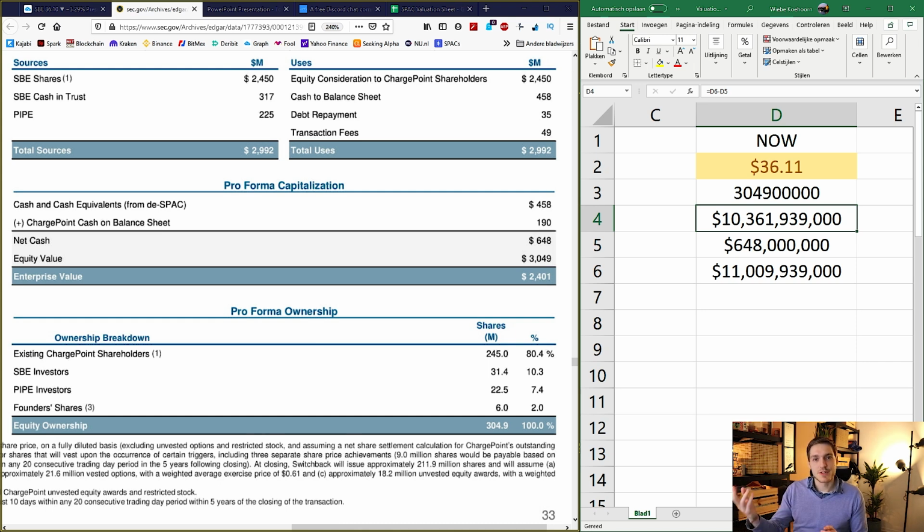Method two, as we're going to see later on in this video, is more for companies that already have a pretty solid business model. They've already got an established business model. They already have quite a lot of revenue, etc. So for method one, we're going to be looking at ChargePoint. For method two, we're going to be looking at PaySafe.